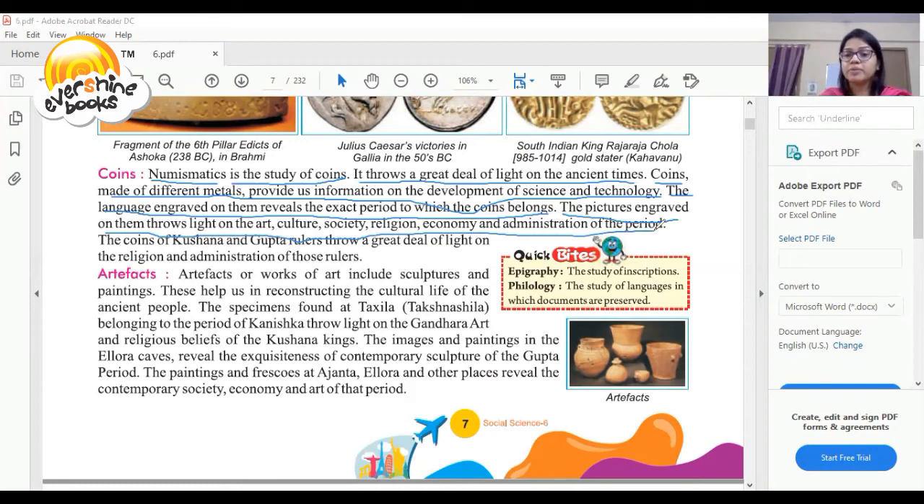तो जो कॉइन में पिक्चर्स थी वो हमें क्या बताते हैं? आर्ट, कल्चर, society, religion, economy and administration of that period.